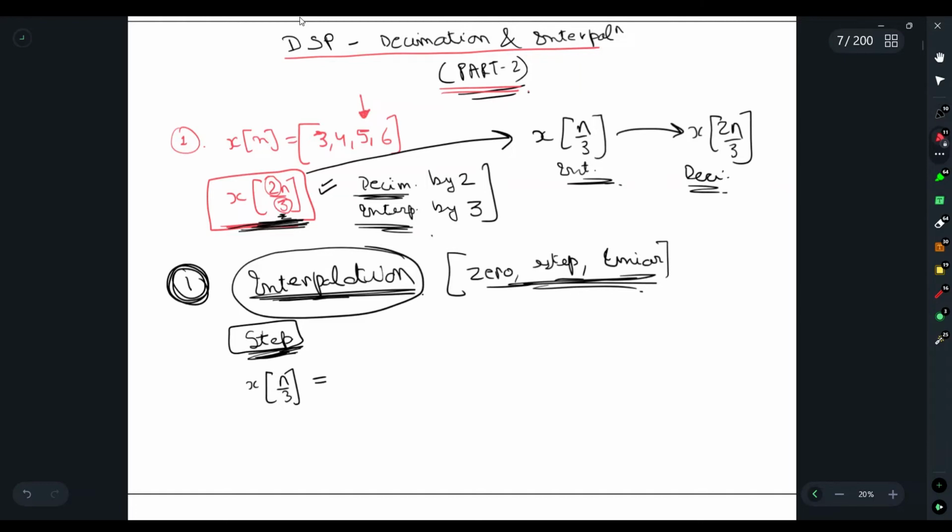Suppose we are given the signal 3, 4, 5 and 6, and the pointer is at 5. First of all, as discussed earlier, we will write 2 dashes here, because we have to interpolate by 3. Then we will write 4, then 2 dashes again. Then we will write 5, then 2 dashes again. Then we will write 6, then 2 dashes again. Do not forget to write these 2 dashes at the end.